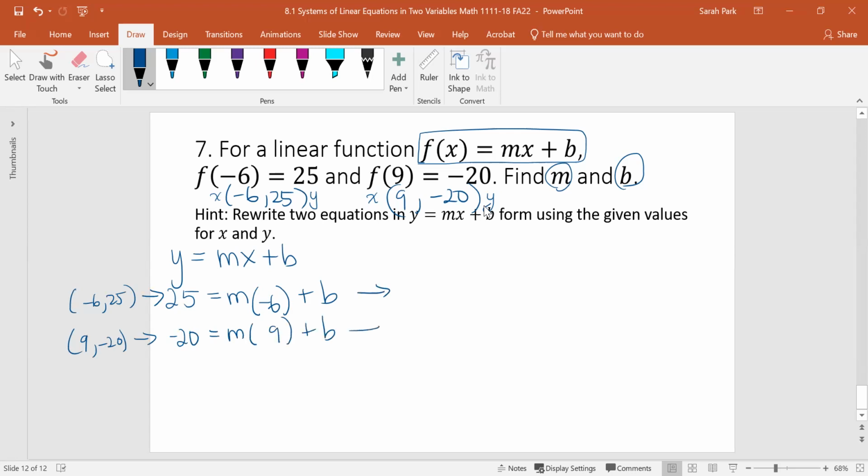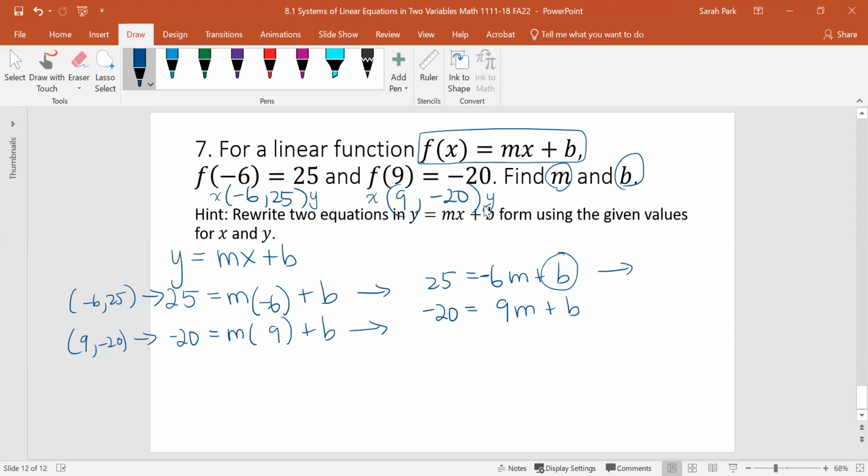Just going to rewrite it into the form we're used to. 25 equals -6m plus b. Keep writing in the negative, watch out for that. -20 equals 9m plus b. At this point, it's really up to you whether you want to use the substitution method or the addition method. It really doesn't matter at this point now that you know how to do both. I don't have a preference, but it looks like since b is already isolated, we could use the substitution method by solving for b.